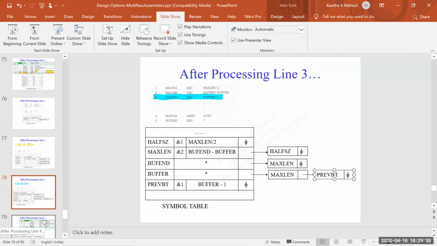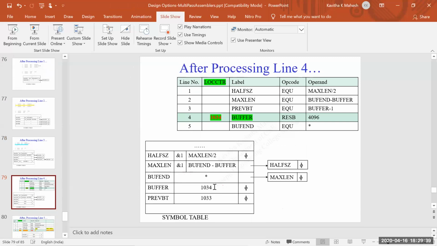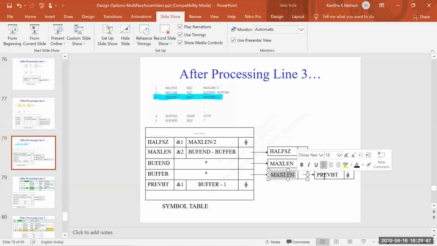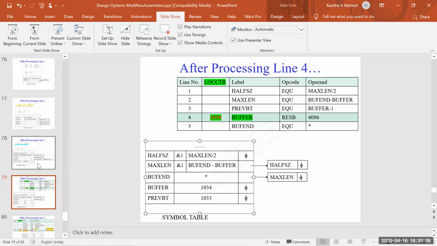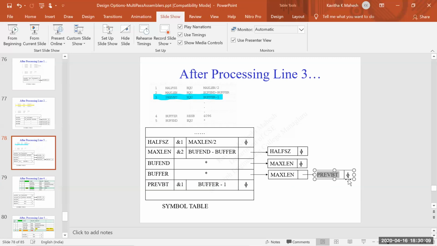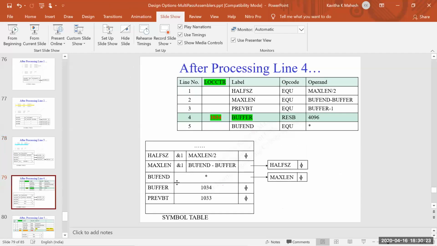Now going to line number 4. At this point, buffer is defined. So by the end of processing of line 4, we know the value for buffer, right? 1034 is entered. And what do we do? We go back to the list associated with buffer, that is max len and previous byte, the two symbols which are dependent on buffer. So we change the number of symbols that are dependent for max len. We change it from 2 to 1 for max len. I show it here, you see you have changed it from 2 to 1. And another symbol that is dependent on buffer is previous byte. So you can estimate the value for previous byte because there is only one symbol whose value is not known for previous byte. So you can calculate this. We have done it here. It is 1034 minus 1, which is 1033.